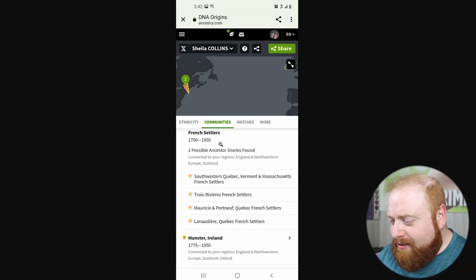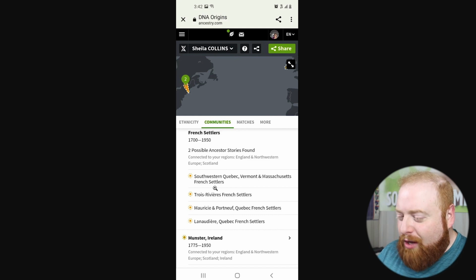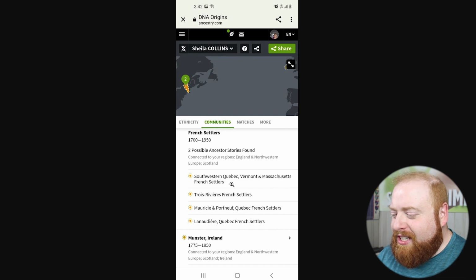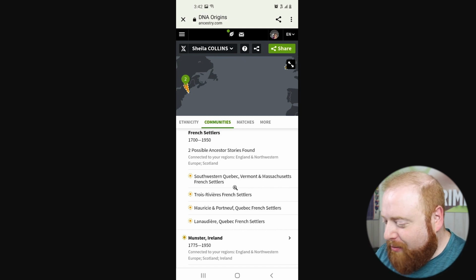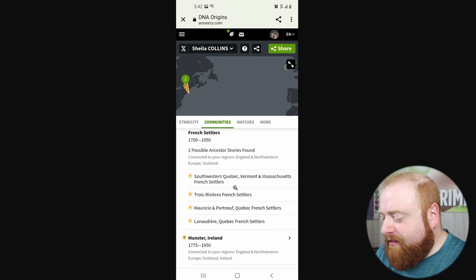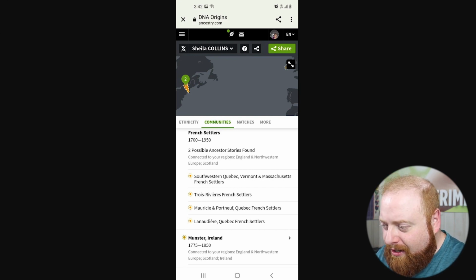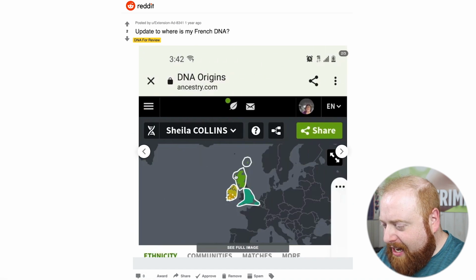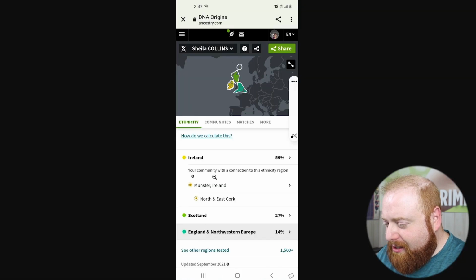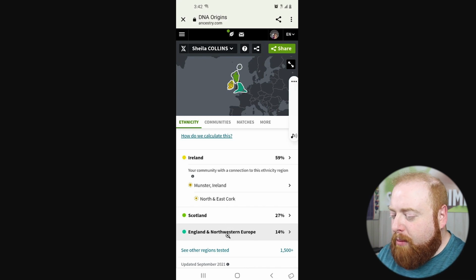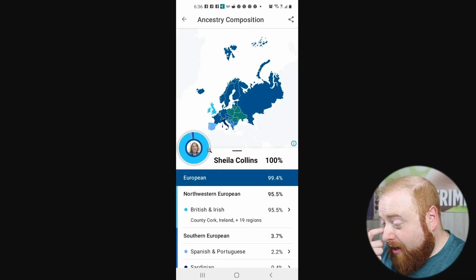All right, communities, French settlers, 2 possible ancestors. So we have all this French, a lot of southwestern Quebec, Vermont, Massachusetts, I'm not going to try to pronounce it. So we have a lot of basically French Canadian settlers here. Then go back, let's see the next image. And so, okay, yeah, Ireland 59%, Scotland 27%, England, Northwestern Europe 14%. No French. So let's see, does the third image have French? No. Okay, and then here we have part of 23andMe.